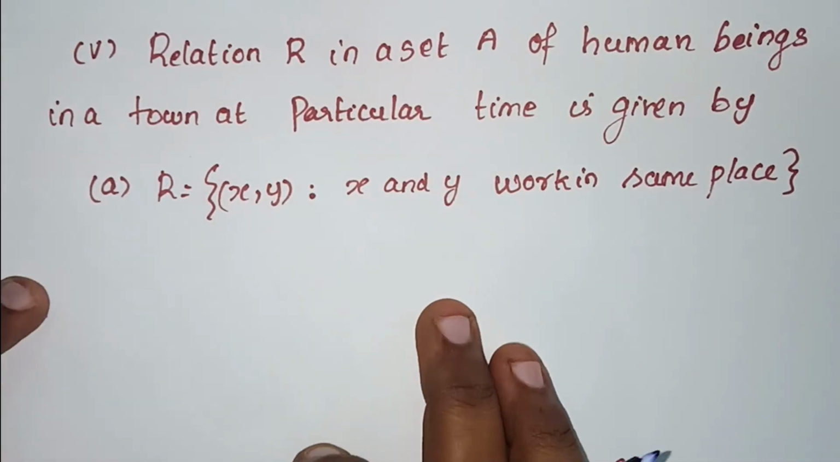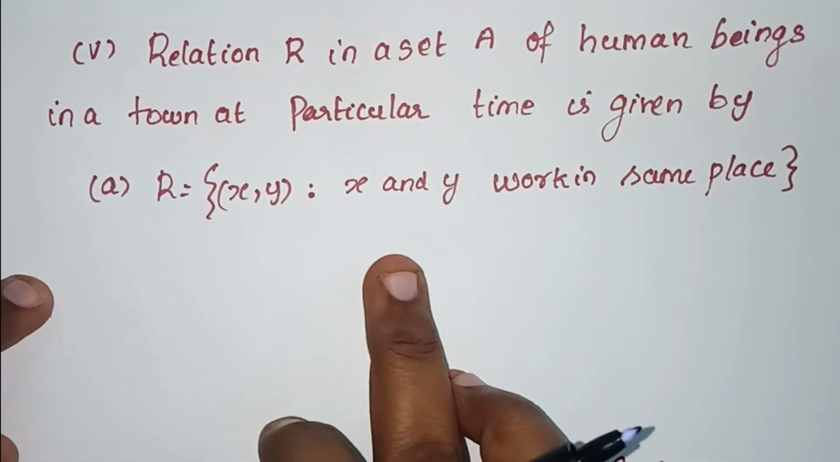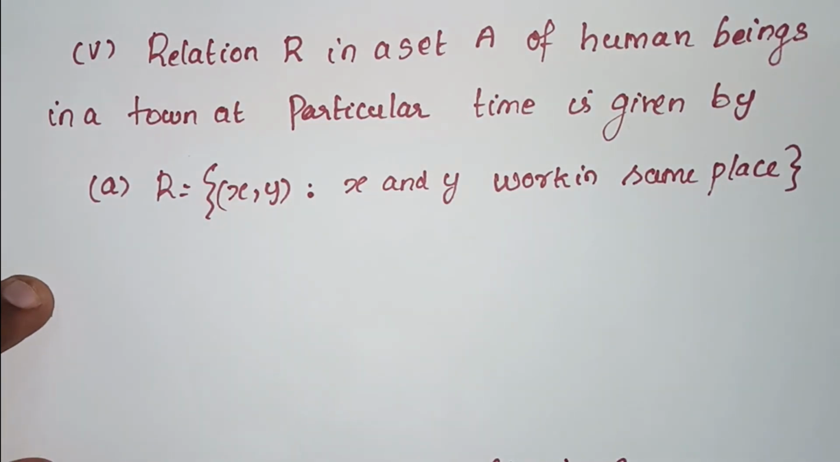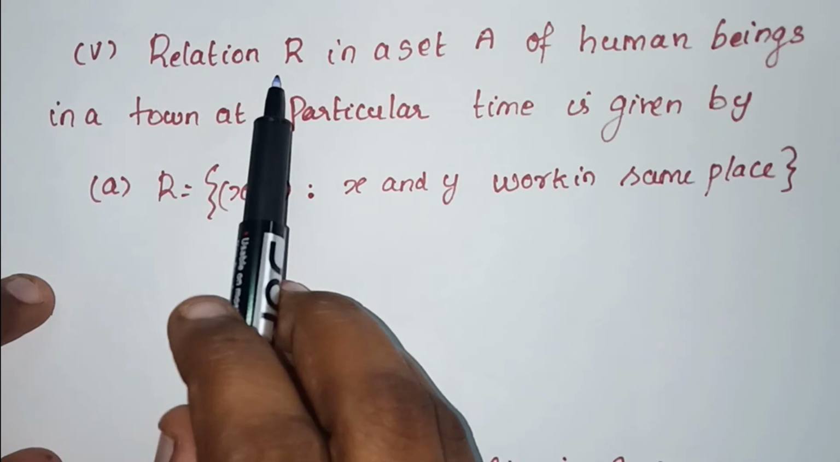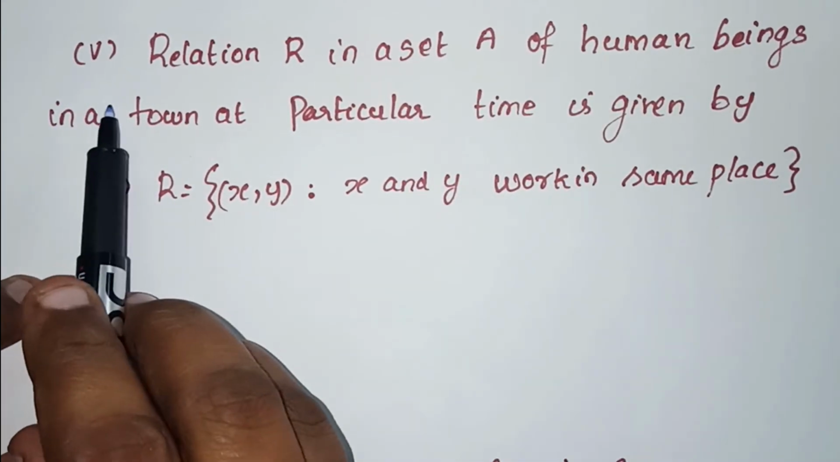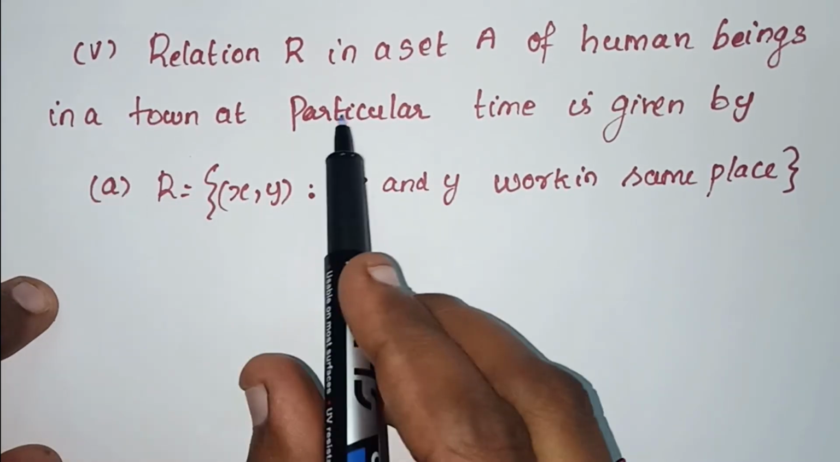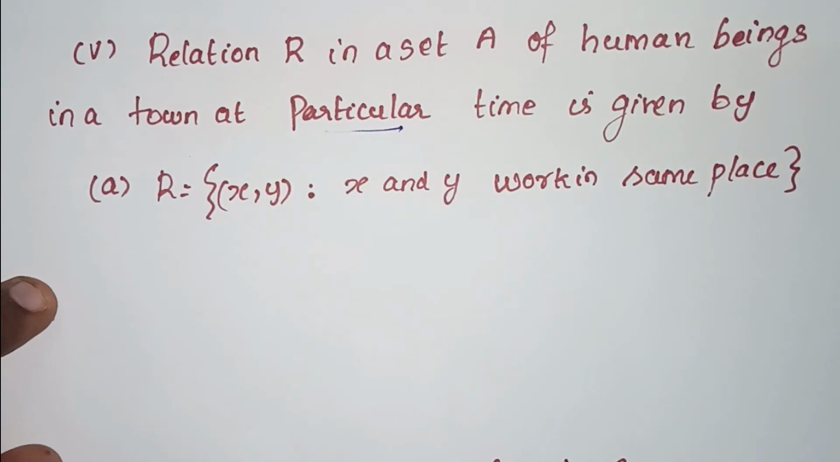Next, final part in first question. In this fifth part, we have 5 subparts. We will see one by one. So the relations are on a set of human beings in a town at a particular time. In this problem, the given set is human beings.